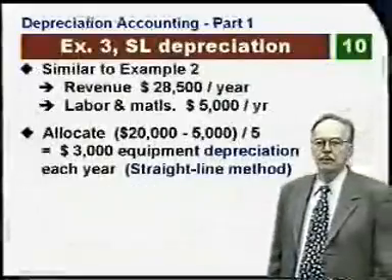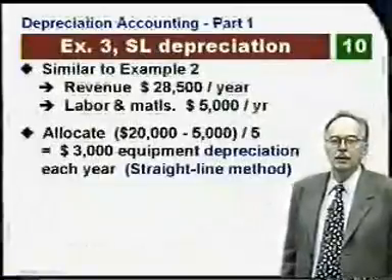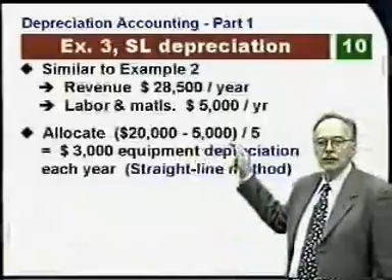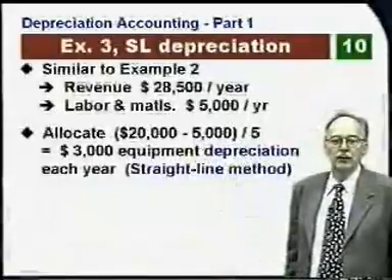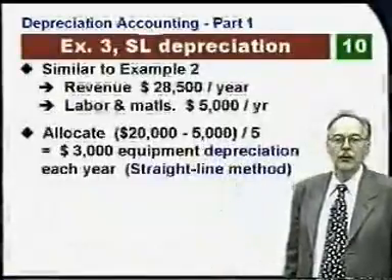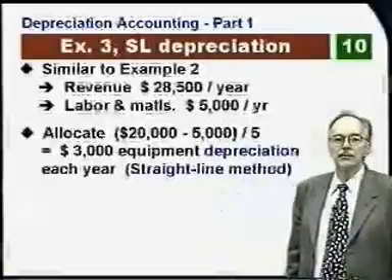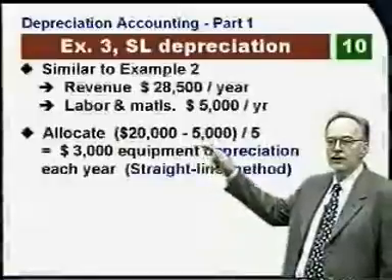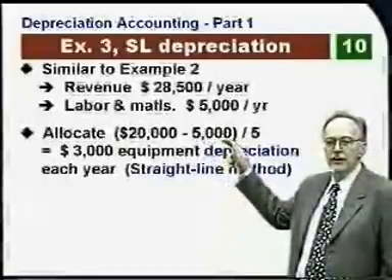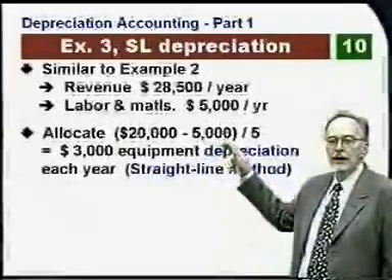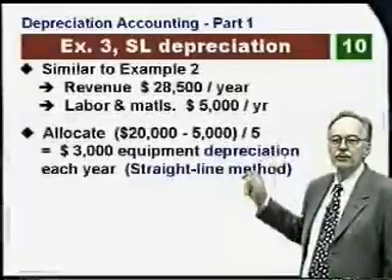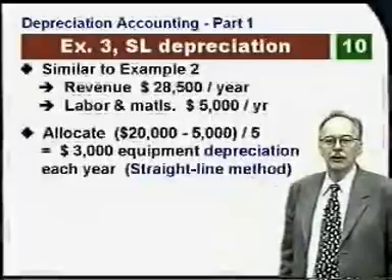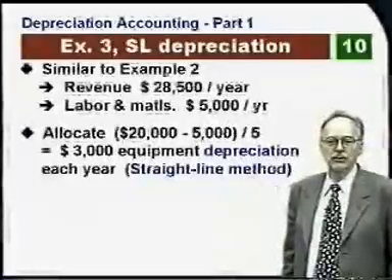So here we have example 3. It's very similar to example 2, the difference being that now we're going to allocate the expected loss in value of the asset. Remember, in example 2, the company bought the asset for $20,000 and then sold it for $5,000 at the end of 5 years. We're going to take this anticipated loss in value, the 20 minus 5, or $15,000, and allocate it in a straight line fashion. You simply take the $15,000, divide by 5, and then allocate $3,000 of equipment depreciation expense.